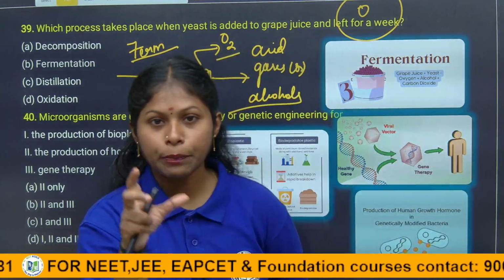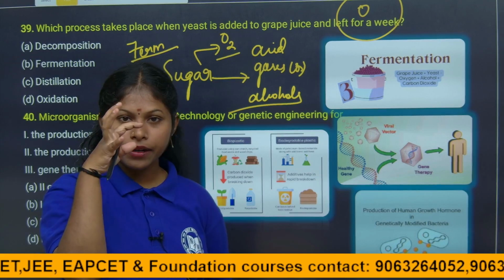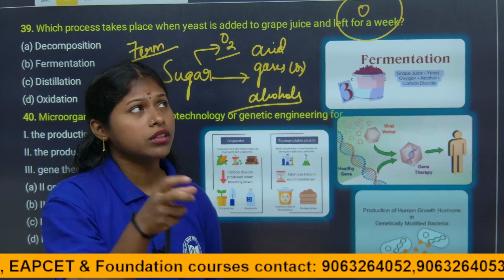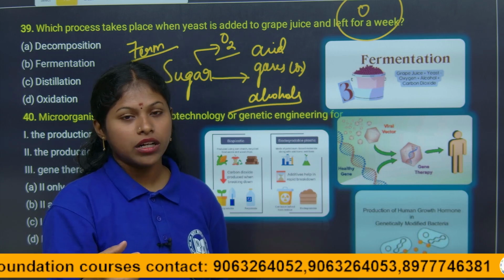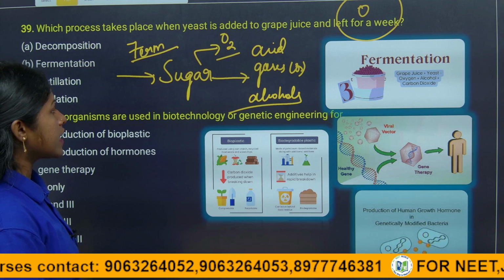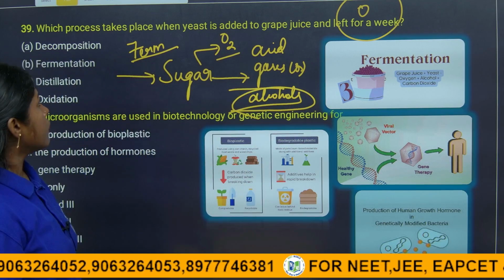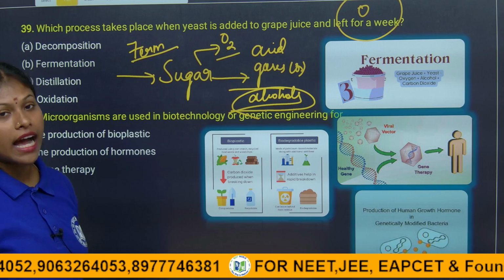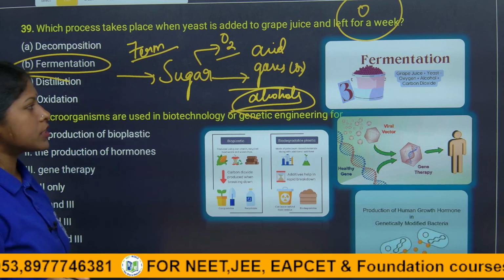So the sugar present in the grapes is broken down, or eaten by the yeast, and as it occurs in the absence of oxygen, children, it produces gases and alcohols also. It turns into alcohol. For a week, what will happen? What process are they asking about? So the process is nothing but fermentation. The process is nothing but fermentation, children.